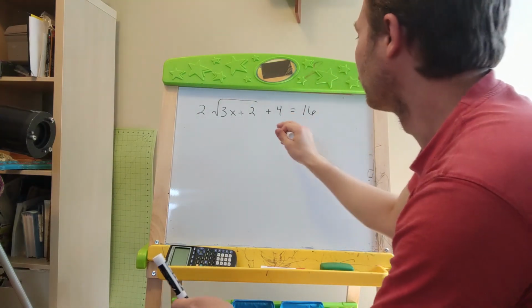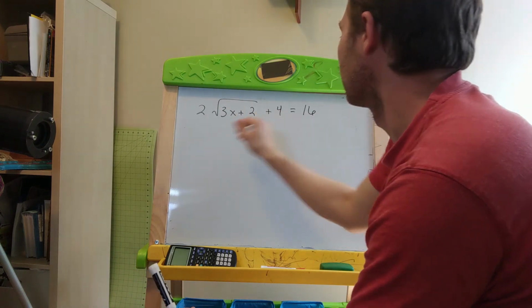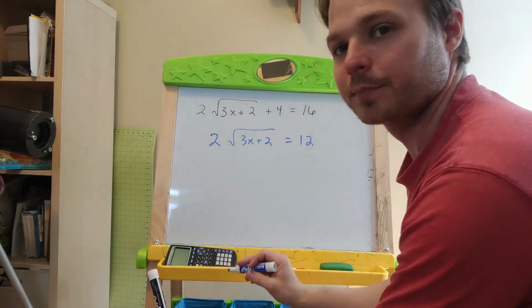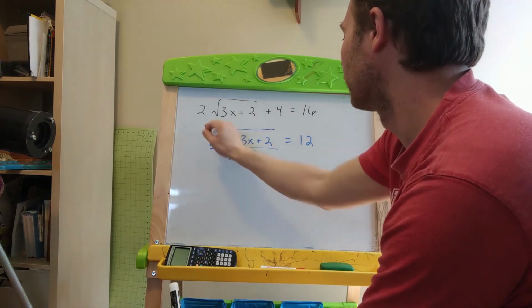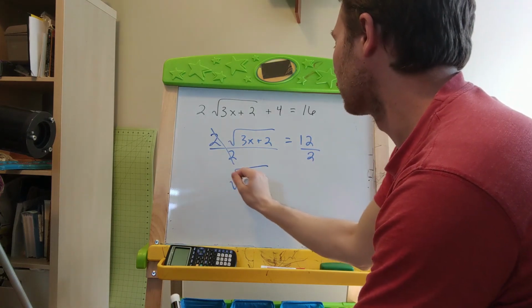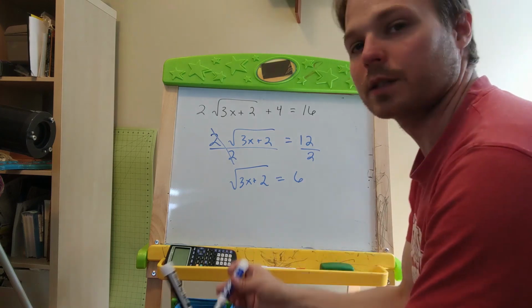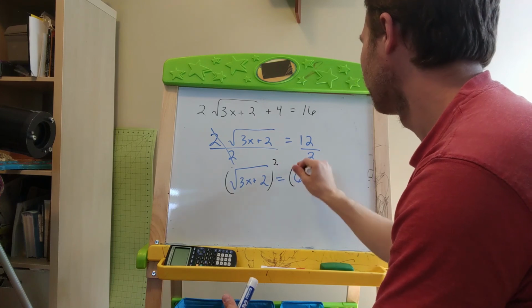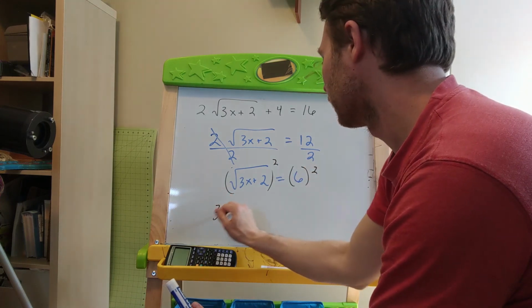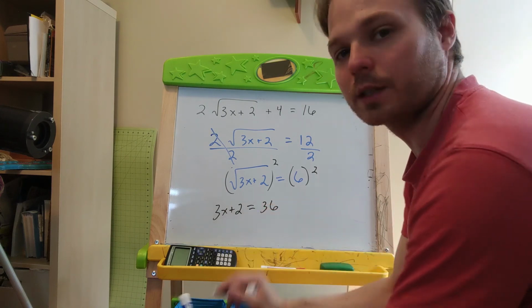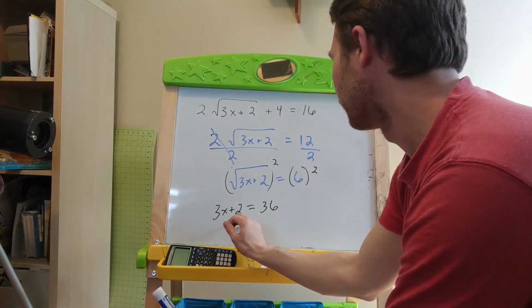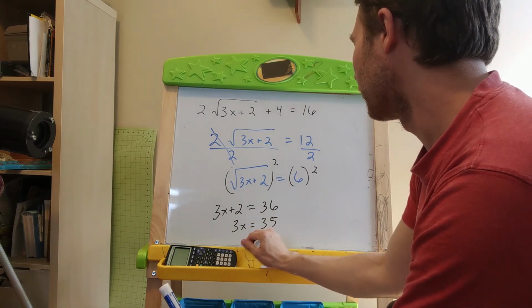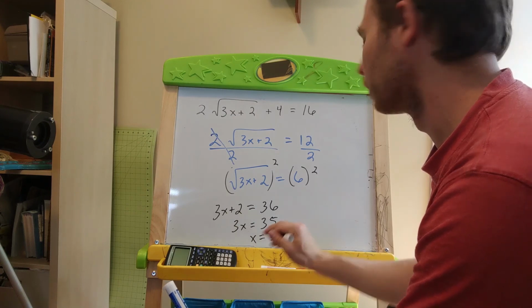So I'll start by subtracting the 4 first. So let's see, I'll get 2 times the square root of 3x plus 2 is equal to 12. Now I'll divide both sides by 2 to get the 2 to go away. And so now I have the square root of 3x plus 2 is equal to 6. Now I'm at a spot where I can just square both sides. Like this. And then I get 3x plus 2 is equal to 36. Subtract 2 from both sides. 3x is going to equal 35. So x will be equal to 35 over 3.